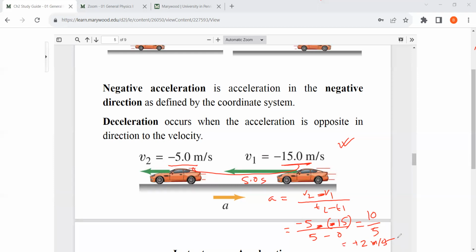And here you see that it is slowing down. Initially the velocity was -15, finally the velocity is -5. So here we are slowing down our car. As you already learned, when we slow down our car, the direction of acceleration will be opposite of the velocity, and that's what we see. We get a positive value, and the positive value tells us that the direction of acceleration will be towards the positive x-axis. And it makes sense.